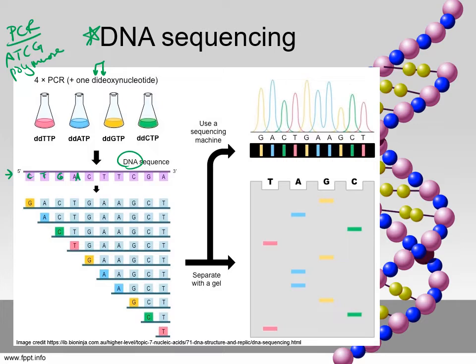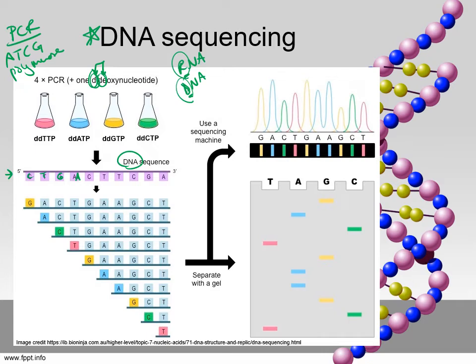dideoxynucleotide. Remember that RNA is ribonucleic acid, right? Because it has the sugar ribose. DNA has deoxyribose for the sugar. So now what we're going to add is dideoxy. So instead of just taking off 1 oxygen, we're going to take off 2. So we're going to take off 2 oxygens.